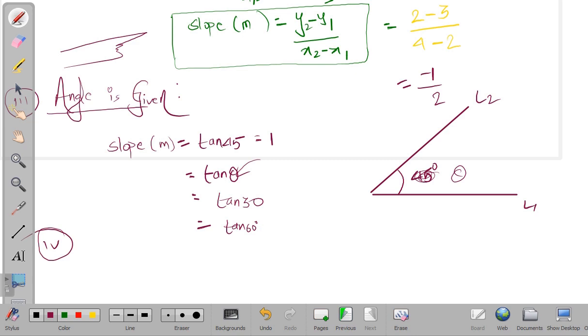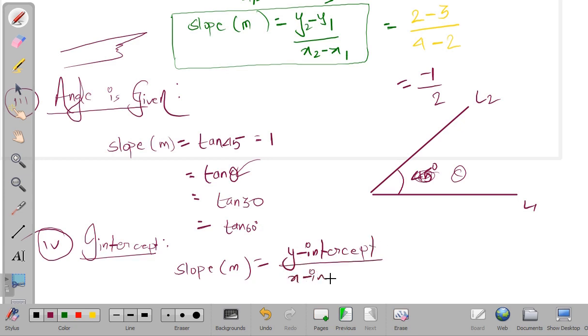Whenever intercepts are given, y-intercept and x-intercept, then you can simply calculate the slope by dividing the y-intercept by the x-intercept. Okay, y-intercept by x-intercept. So these were the formulas for how we can calculate these slopes.